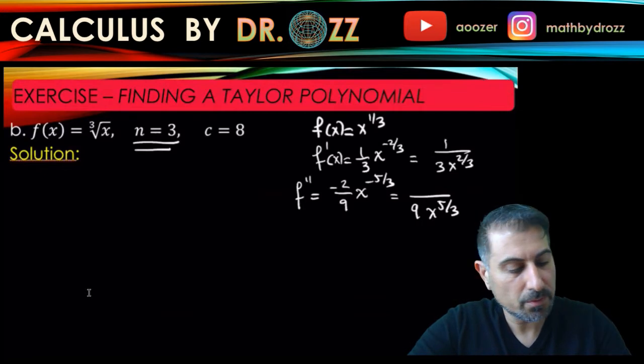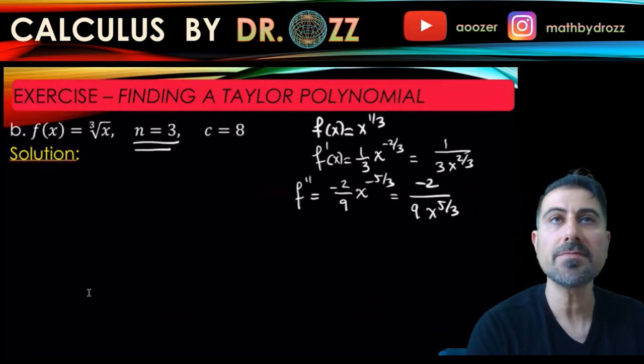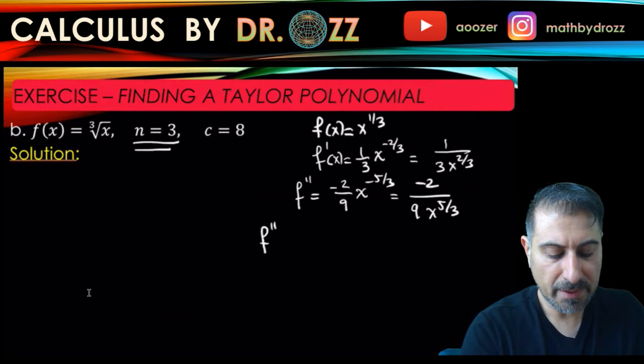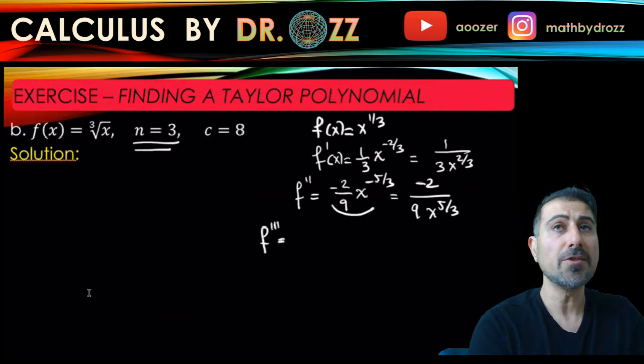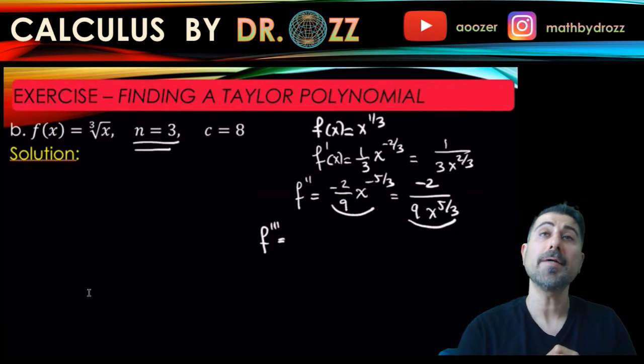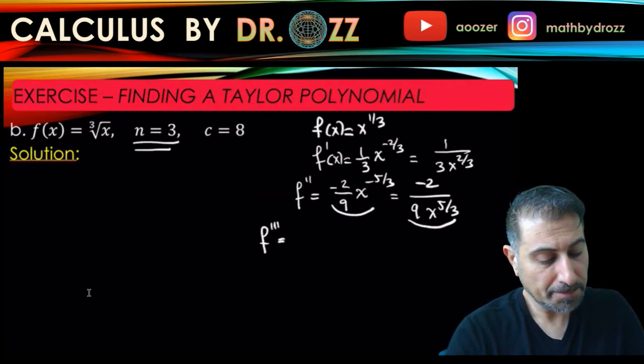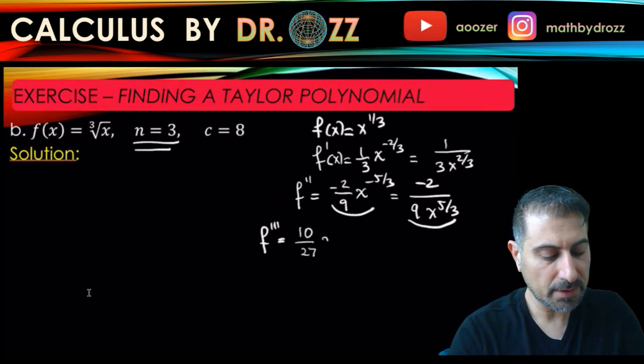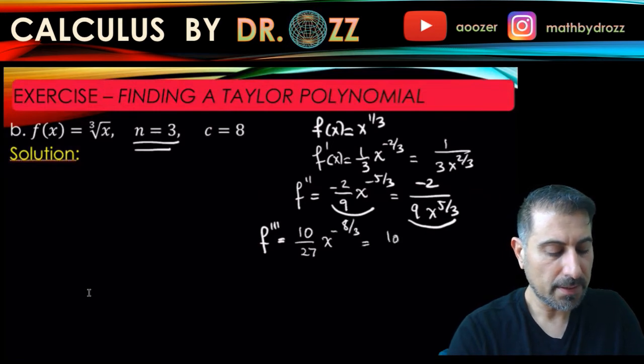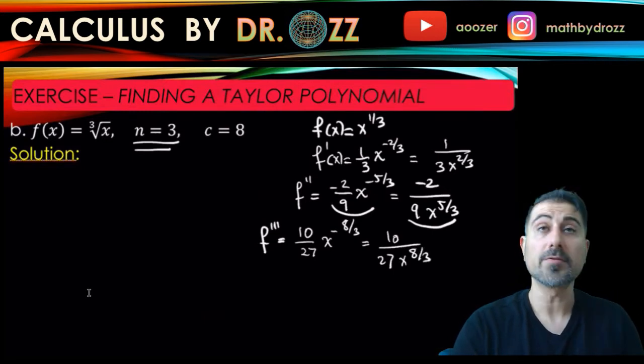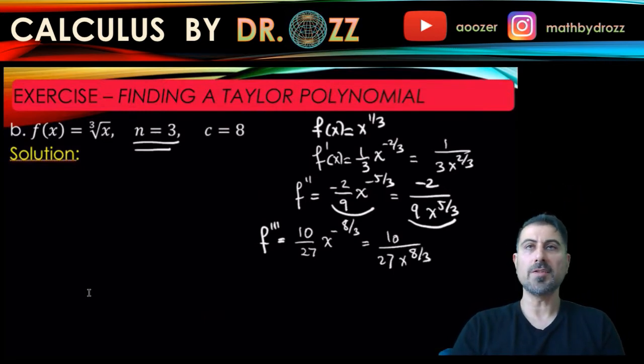Let's rewrite this part. I need one more derivative. Whenever I take the derivative, I use this form, but whenever I need to evaluate something, I'm going to use this form. 10/27, right? 10/27 x to the -8/3, and 10/27 x to the 8/3. Take your time. Again, pause the video and evaluate those derivatives slowly with your own pace.